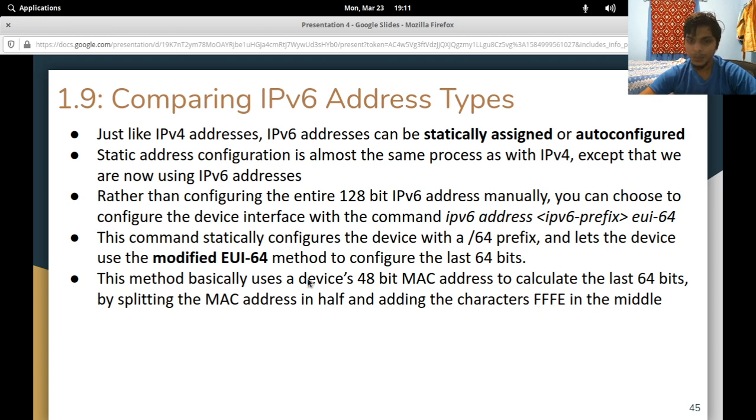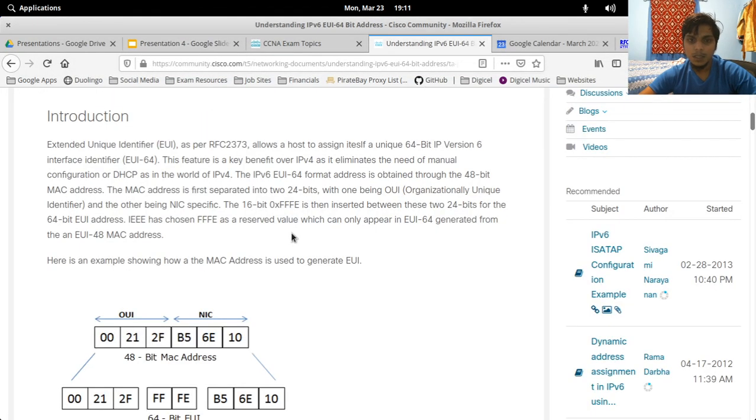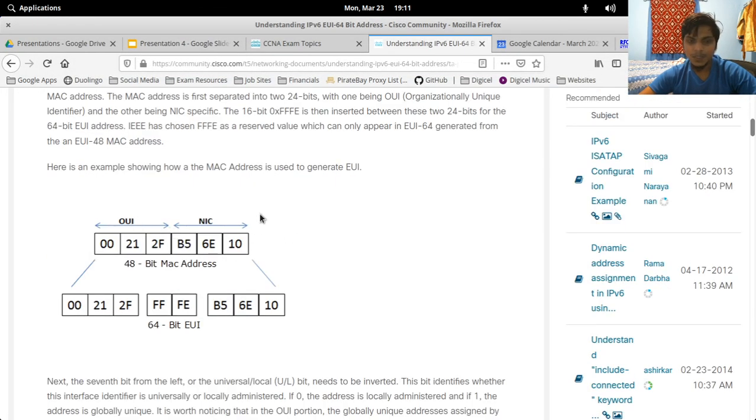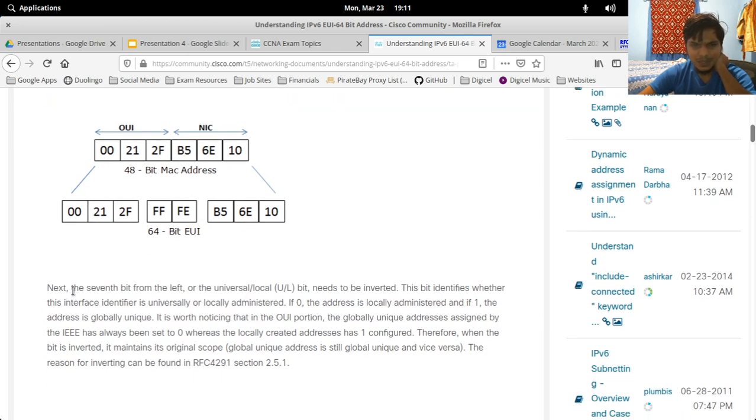But there are more involved steps. So Cisco has a document on it here. So you see, this is the MAC address that we kind of saw before when we touched layer 2 switching. So we split this in half, and then add FFFE in the middle, and then you invert the 7th bit from the left.